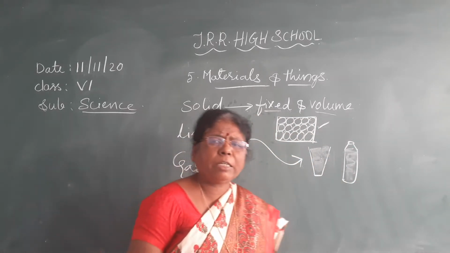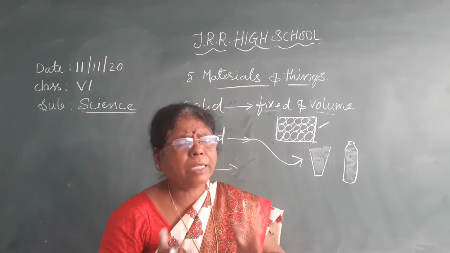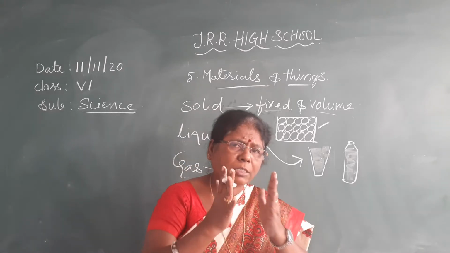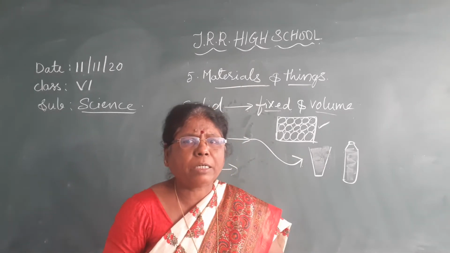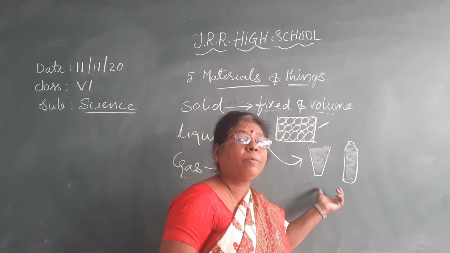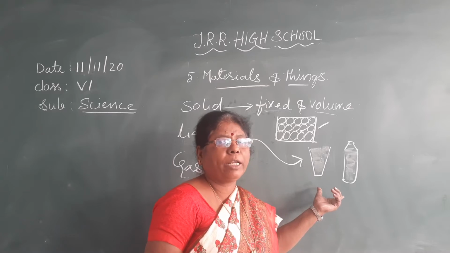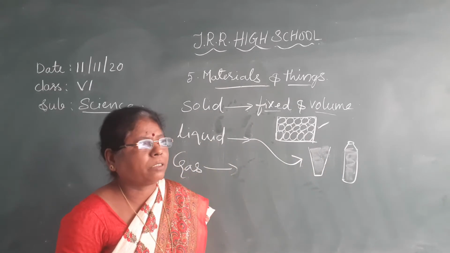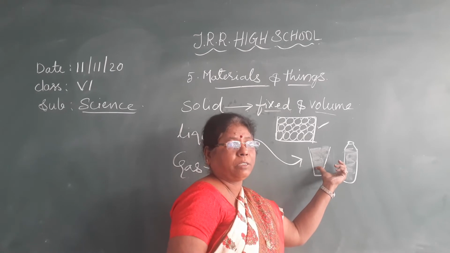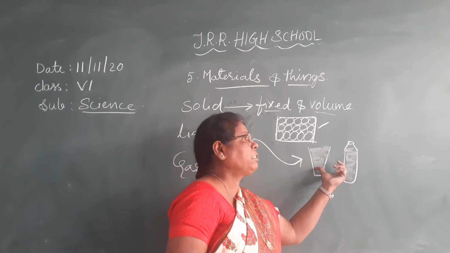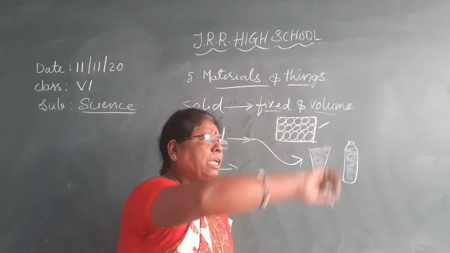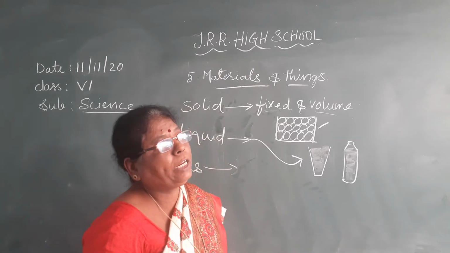Even kerosene or milk takes the shape of its container. Nowadays you get milk in a packet, and it takes the shape of the packet. If you take 5 liters of cooking oil, it takes the shape of the can. Now how does it take the shape of the vessels? That is the question. What is the reason? When you pour liquids, they flow. They show the flowing property.